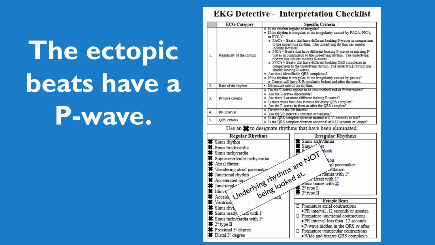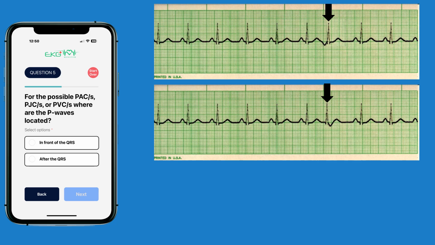For those of you who are using the EKG checklist, we can get rid of premature ventricular contractions when we have P waves because PVCs do not have P waves. Since there are 3 different types of PJCs, we will be working through the app down 3 separate pathways.